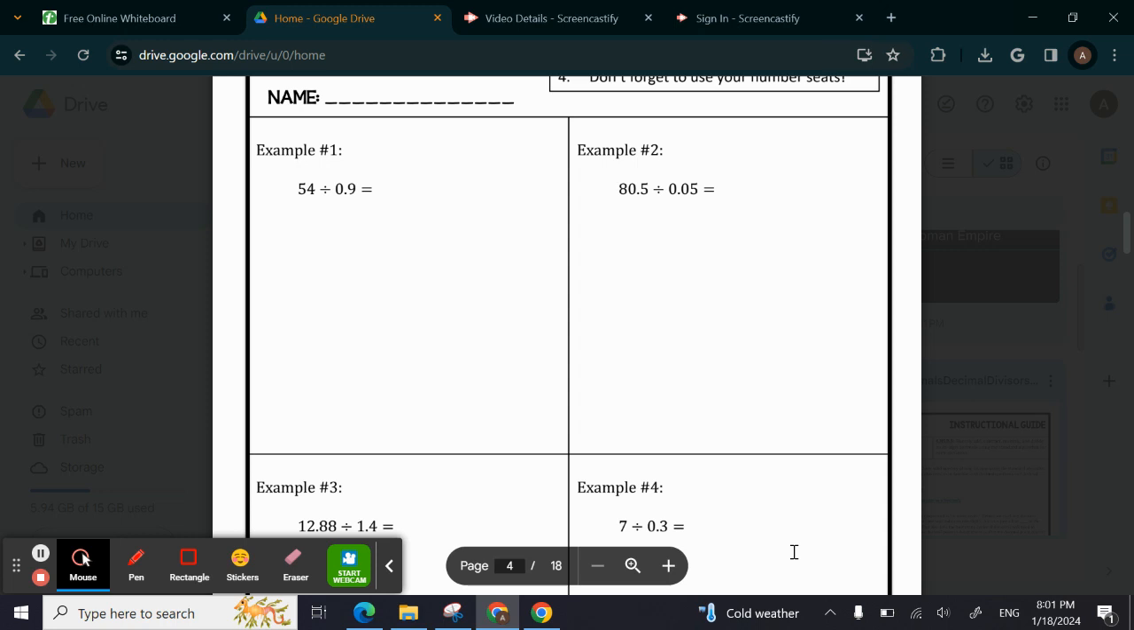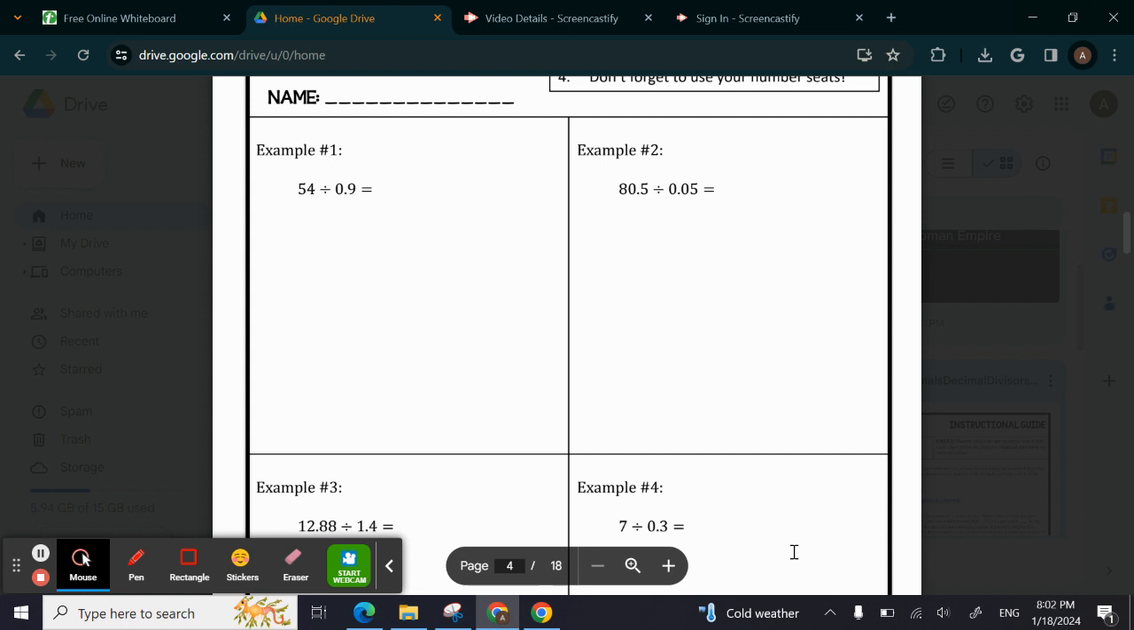Okay, now that we went through the 5 steps that we need to take in order to solve a problem that is a decimal divided by a decimal, and we took notes, it's time to do 3 more examples.